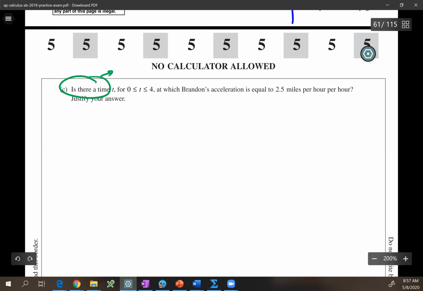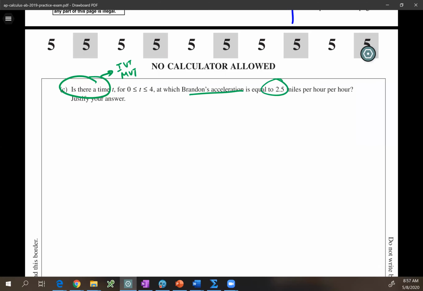Is there a time? Must there be a time? Something like that, where we're doing either IVT or MVT. Possibly the extreme value theorem, but that's a little more obvious where they say there's a max. Where Brandon's acceleration is 2.5.